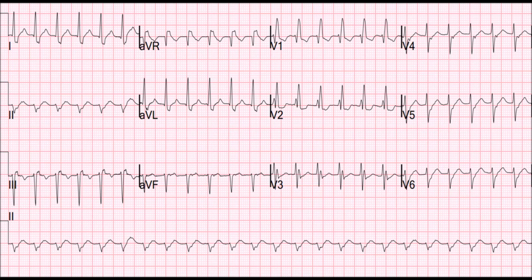This is actually a very fun procedure to do because you take an 18-year-old kid and put a catheter in there, and in 30 minutes you take care of his WPW, his ECG looks normal, and he's cured for the rest of his life. It's one of the best things that you can do.